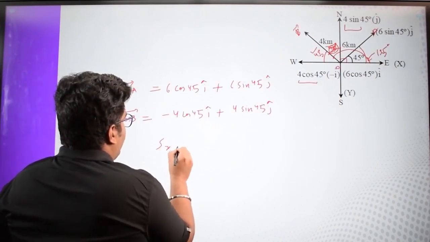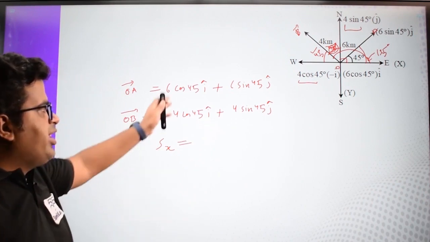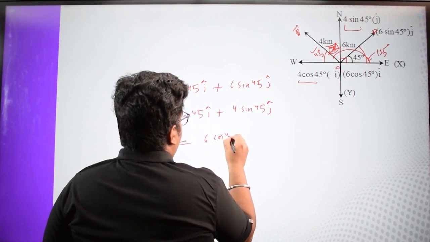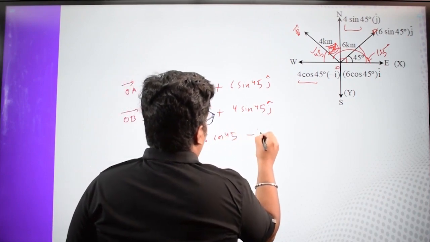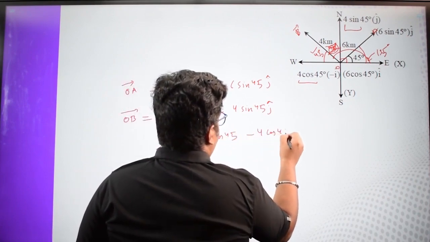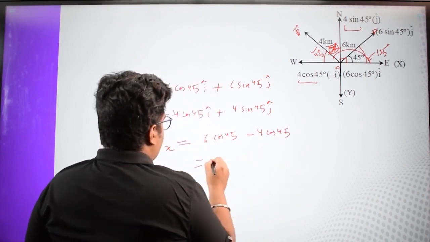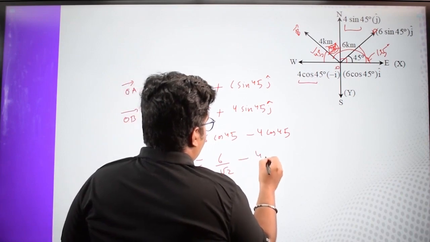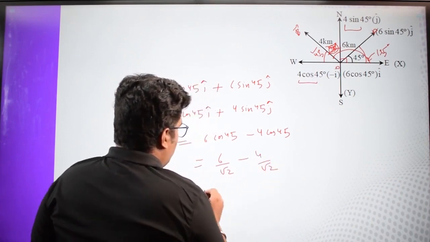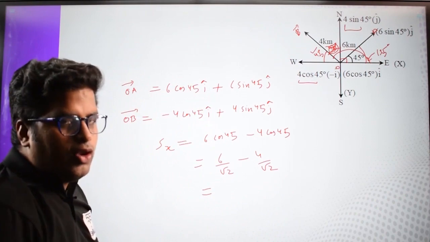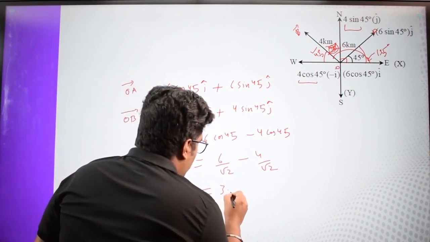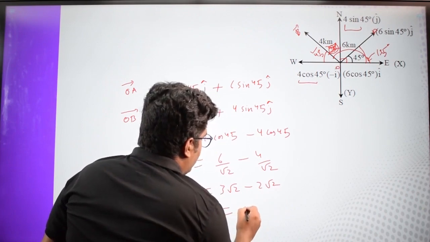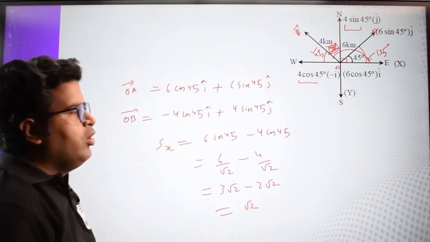So if we denote the displacement along the x-axis as Sx, which components of x are coming? Let's check. It is 6 cos 45, right, and minus 4 cos 45. Once you solve this, cos 45 is 1 by root 2. So we have 6 by root 2 minus 4 by root 2. Now 6 by root 2 can be written as 3 root 2, and 4 by root 2 can be written as 2 root 2. So the component along x is your root 2, right?